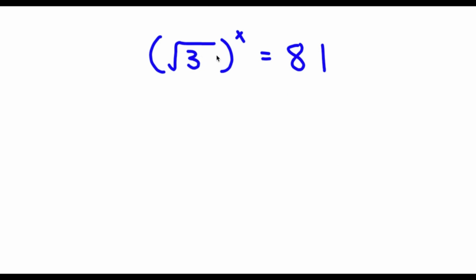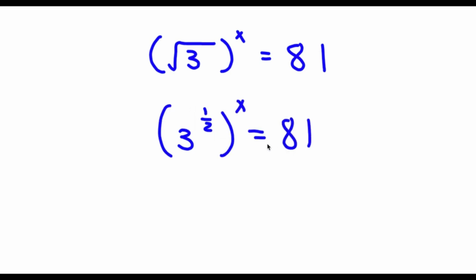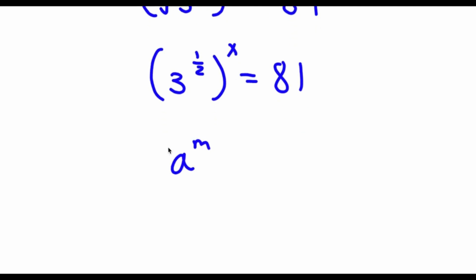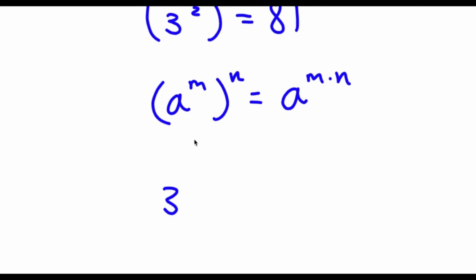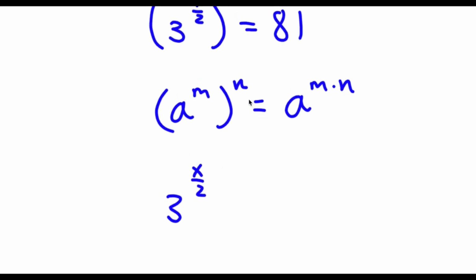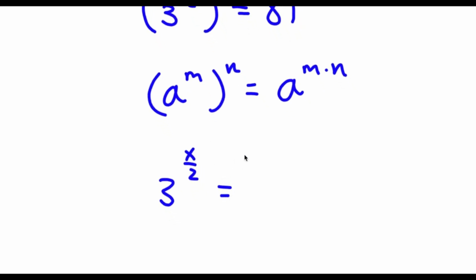Alright, so I have the square root of 3 to the power of x is equal to 81. Now the square root of 3 is the same thing as 3 to the power of 1/2. So now I have 3 to the power of 1/2, to the power of x, is equal to 81. Now if I have something in the form a to the power of m to the power of n, this is equal to a to the power of m times n. So in this case, 3 to the power of 1/2 to the power of x equals 3 to the power of 1/2 times x, which is simply 3 to the power of x over 2. So I have 3 to the power of x over 2 is equal to 81.